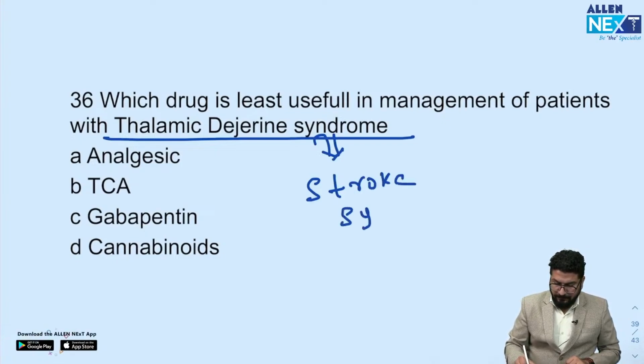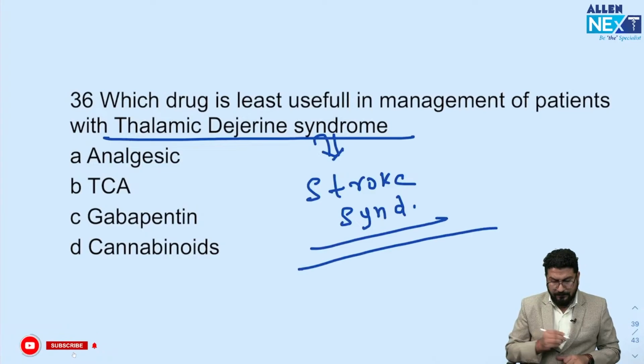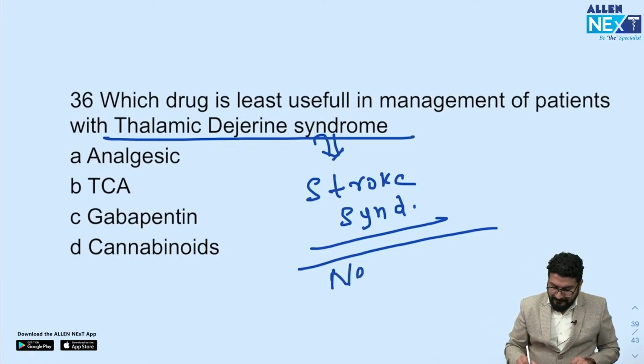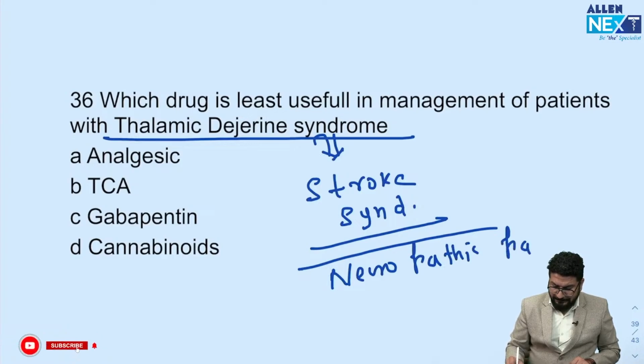It's part of stroke syndrome. So when you see it's part of stroke syndrome, what can we see? You can see neurology, neuropathic pain. So understand this question. Stroke syndrome means there's neuropathic pain.